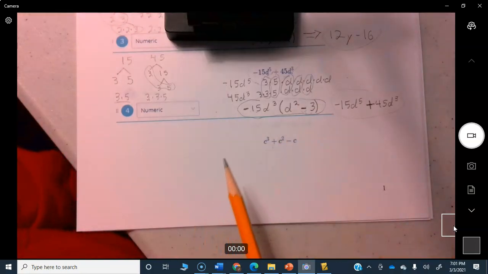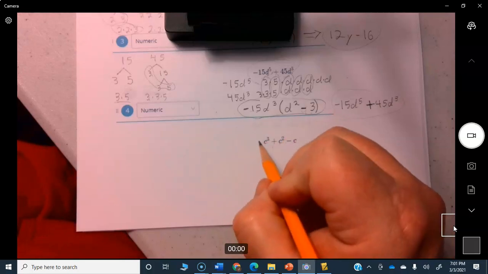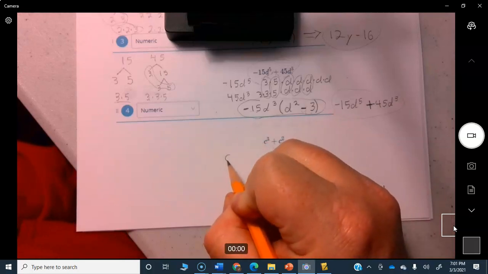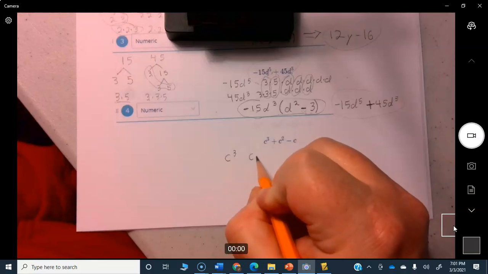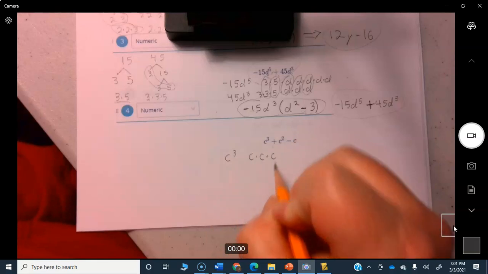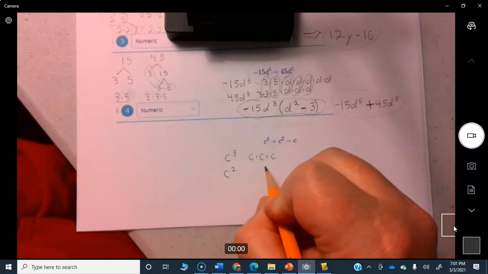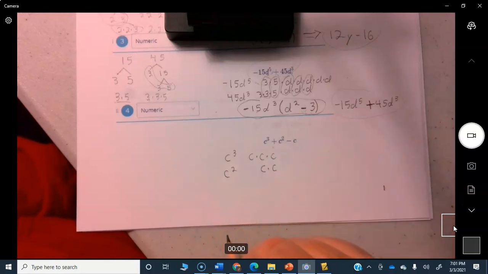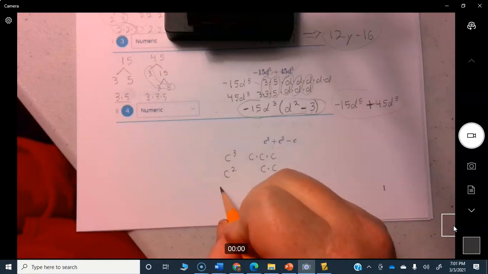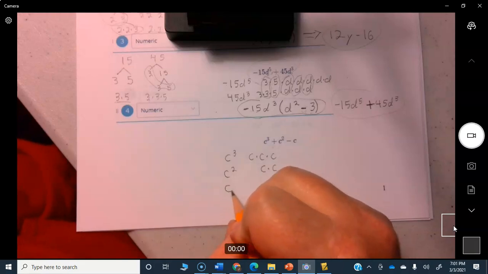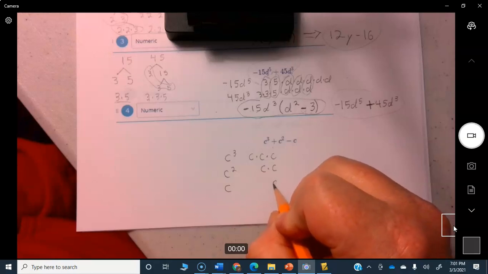All right, so let's just write this out down below. Here, c to the third is going to be c times c times c. That's what c to the third means. C squared is going to be c times c. And c is going to just be a c right there.